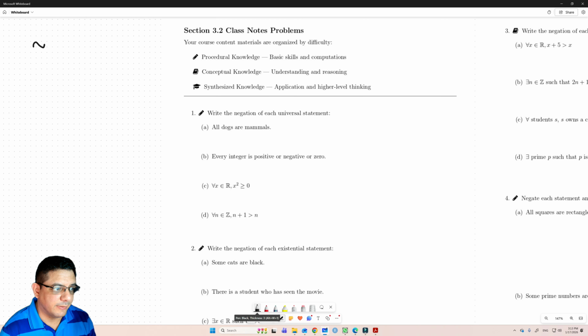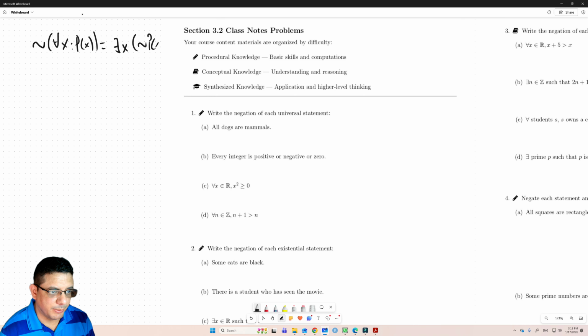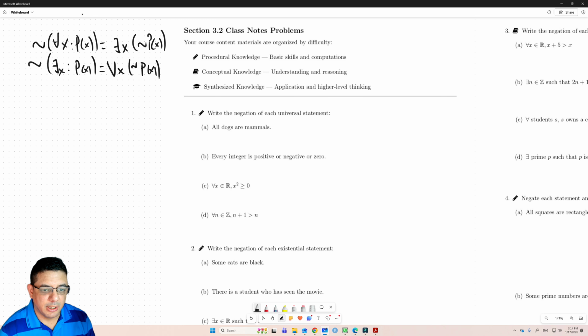So the first rule is that when we're negating a statement of the form for all x, p of x, then we're going to get there exists x so that we have negation of p of x. And when we're negating an existential, then we do the opposite. The existential becomes a for all, and we negate p of x. Okay, so with that logic, when we write the negation of each of these statements, we're going to get the following.